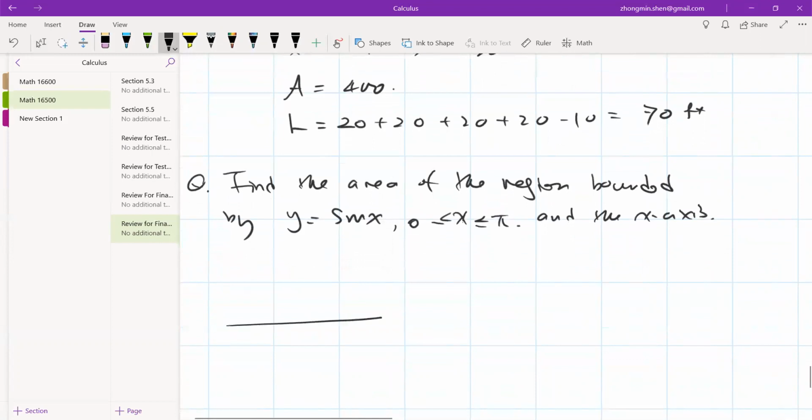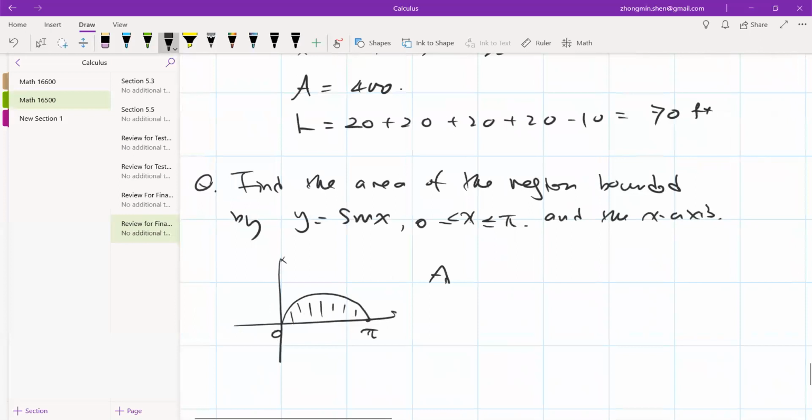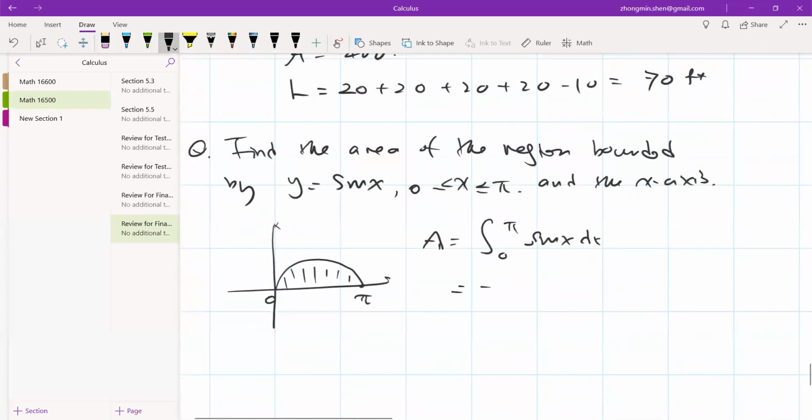So that should be an easy problem. Say you draw the graph. Here's pi, here's 0, and that's the area. That's the region. Okay, we know the formula, right? So the area is going to be the integral from 0 to pi of sine x dx. I think this is an easy problem. So that is going to be negative cosine x, evaluated at 0 and pi: negative cosine pi plus cosine 0, which is 2.